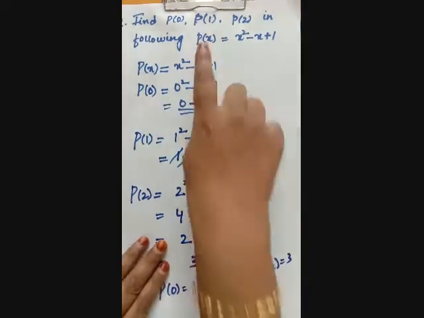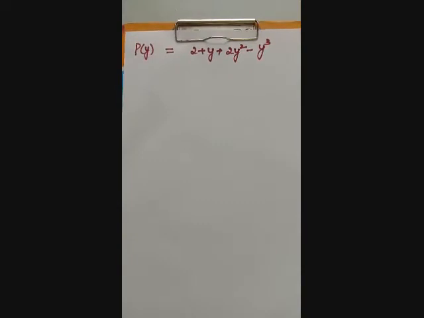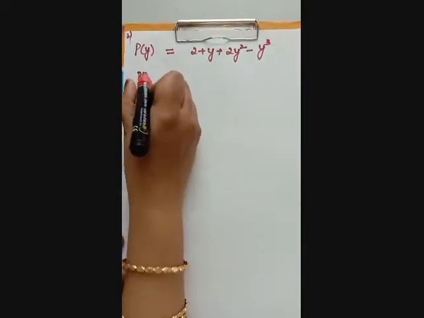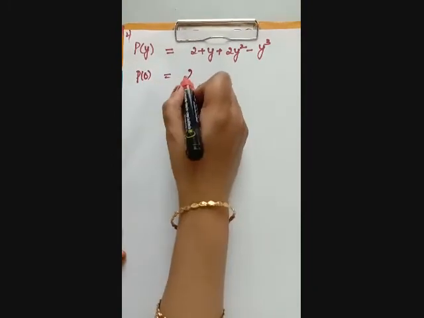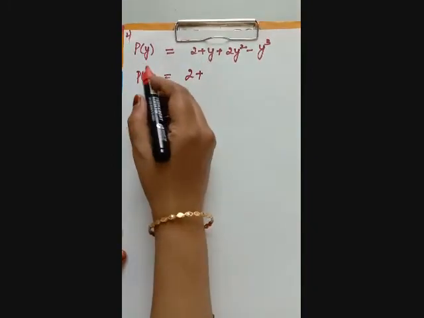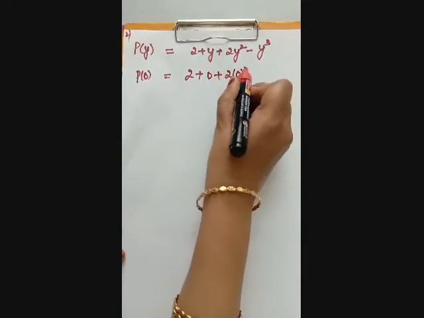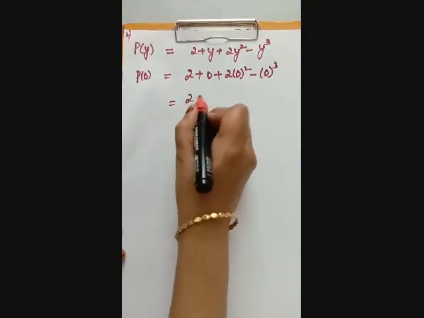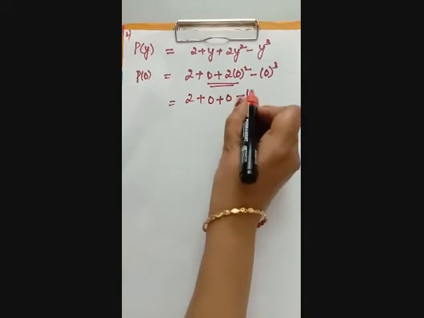In the same P of x we did. Now P of y we are going to find, all these three. Same continuation of the second question. So P of y. Here we are going to find P of 0. See in the question, look into your textbook. P of 0. So wherever there is y we are going to substitute 0. So 2 plus 0 plus 2 into 0 square minus 0 to the power of 3. So 2 plus 0 plus 0 minus 0.